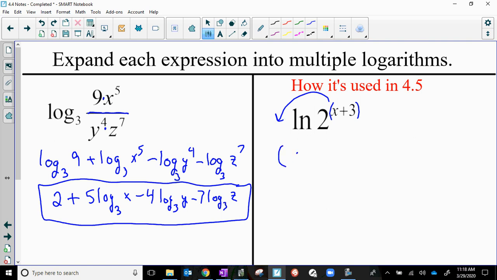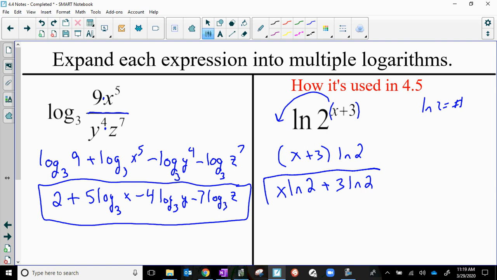So we have parentheses, the quantity x plus 3 times the natural log of 2. Now the natural log of 2 is just a number. It's like 7. So what you do is you just distribute. We have x times the natural log of 2 plus 3 times the natural log of 2. That becomes a very, very important skill for the next section.